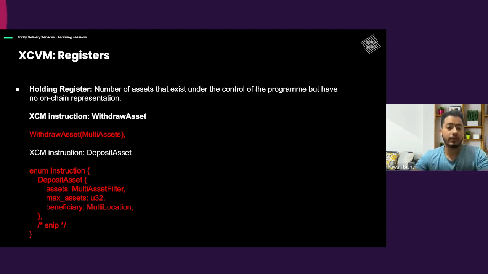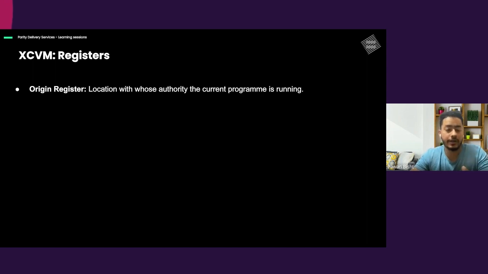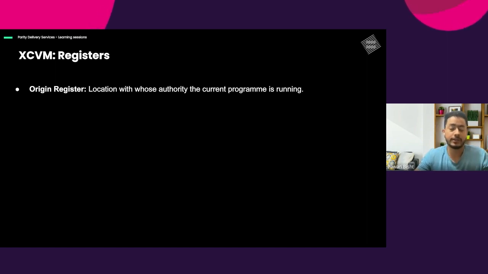The next one we have is the origin register. It just holds the location of the consensus system from where the current XCM execution originated. For example, we have a list of instructions in the XCM message, and if you are going over chain and chain, this origin register holds the location of the particular consensus system where that XCM execution originated. That's why we have the origin register over here.